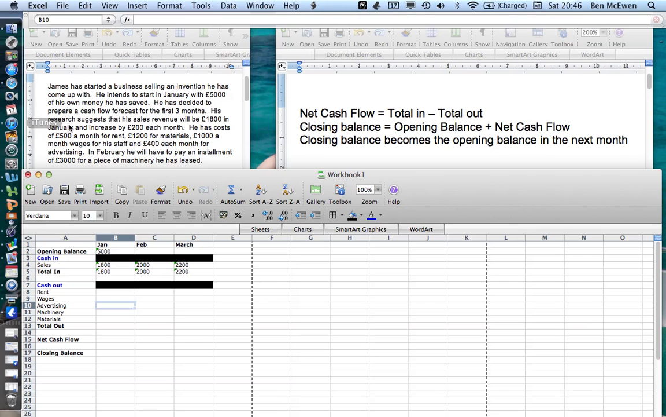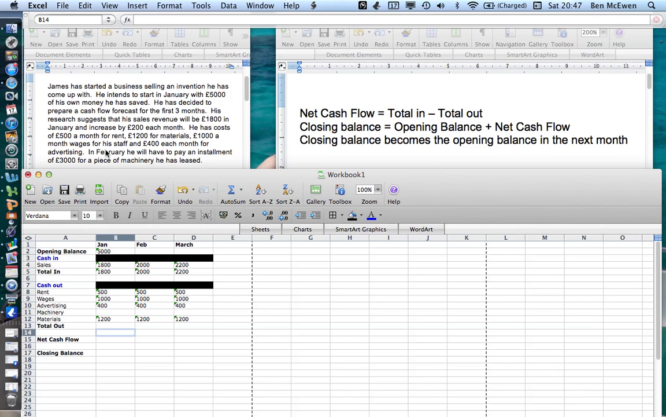Okay, he has costs of £500 a month for rent, £1,200 for materials, £1,000 a month for wages for his staff, and £400 each month for advertising. So let's go ahead and put that in. We've got £500 for rent each month, £1,000 for wages, advertising is £400. We've heard nothing about machinery at the moment, but we do know he's going to have £1,200 of materials every month.